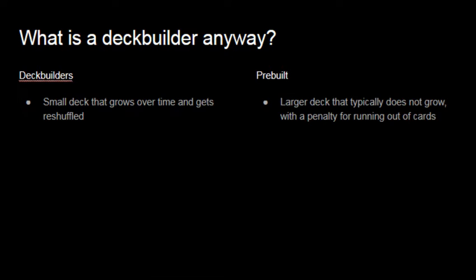What's the difference here? A deck builder, you start with a small deck that grows over time and gets reshuffled repeatedly. Pre-built, you have a larger deck that does not typically grow, with a penalty for running out of cards. So deck builders are like Dominion, where you start out with these 10 cards that get you more cards, and every time you run out of cards you reshuffle. Pre-builts are like Hearthstone or Magic the Gathering. You have a deck of a fixed size. When you run out of cards, bad things happen. Hearthstone breaks the does not grow rule a little bit, but Hearthstone breaks everything, so forget it.